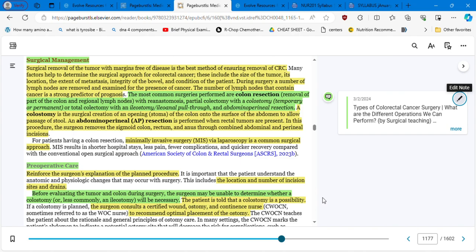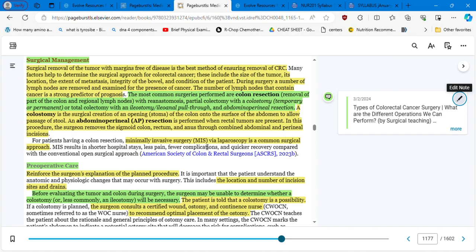It's so clear. A colostomy is the surgical creation of an opening, a stoma, of the colon onto the surface of the abdomen to allow passage of stool. An abdominal perineal resection, which is shown in the video, is performed when rectal tumors are present. In this procedure, the surgeon removes not only the sigmoid colon, but also the rectum and the anus through combined abdominal and perineal incisions. Okay, remember the abdominal perineal resection because we are going to talk about this more in depth in the next minutes.